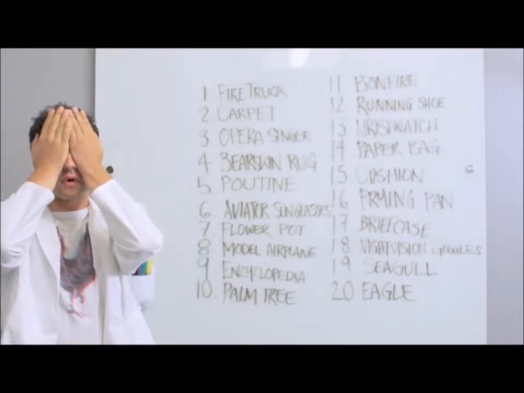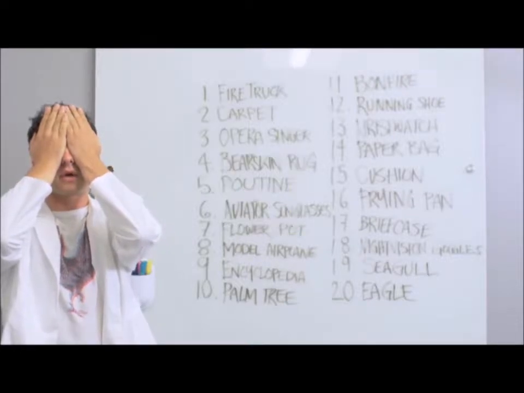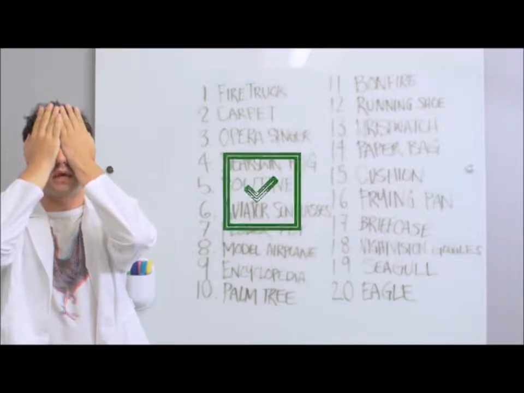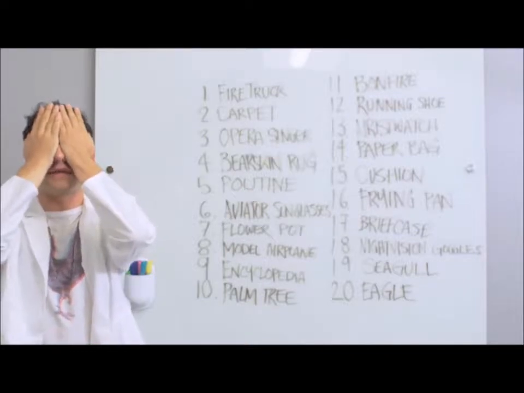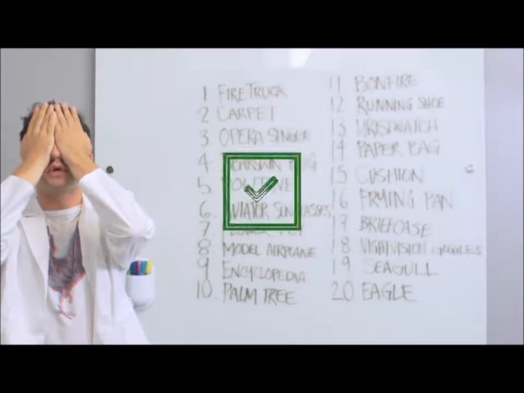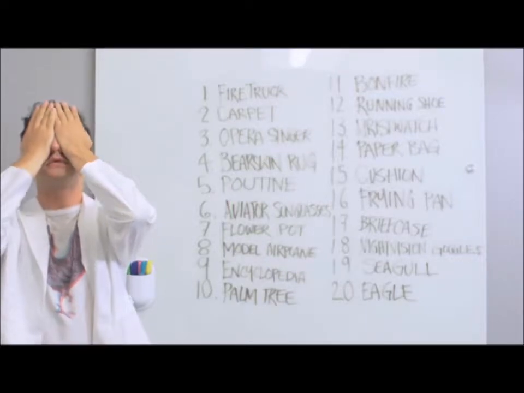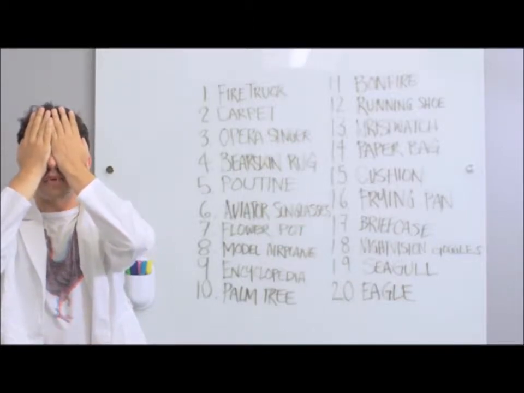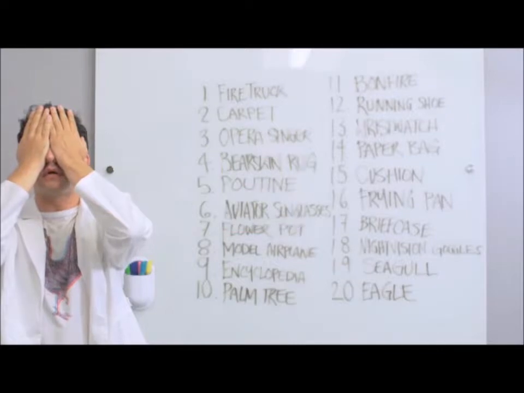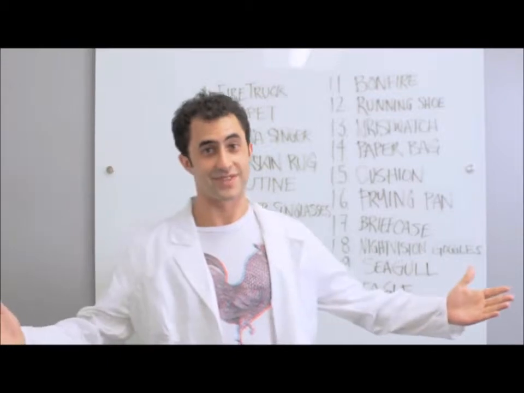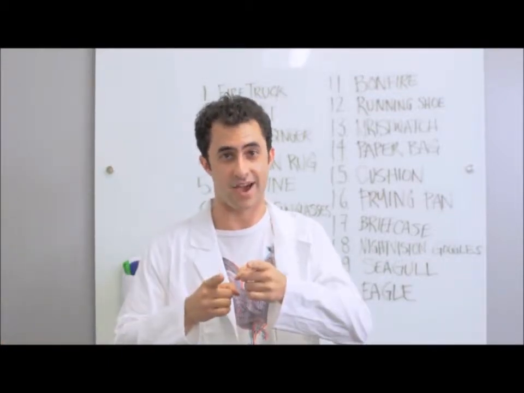Okay, first word is fire truck, carpet, opera singer, bearskin rug, poutine, aviator sunglasses, flower pot, model airplane, encyclopedia, palm tree, bonfire, running shoes, wristwatch, paper bag, cushion, frying pan, briefcase, night vision goggles, seagull, eagle. Is that it? I think that was all of them. Not that difficult. Let me tell you how.